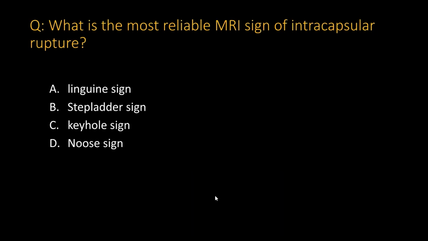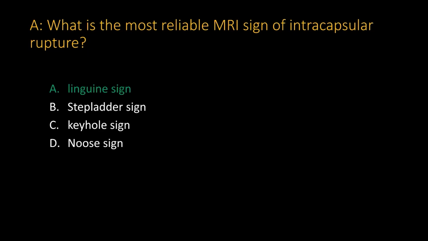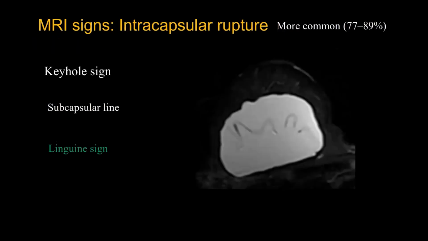Question, what's the most reliable MRI sign of intracapsular rupture? All right, this is great. You all got it right. Again, the linguini sign is the correct answer, and the linguini sign is for MRI. Step ladder is for the ultrasound.